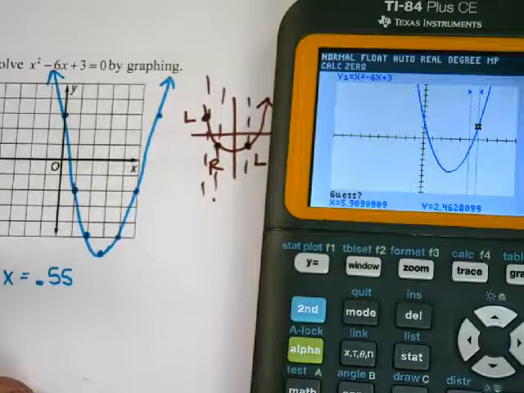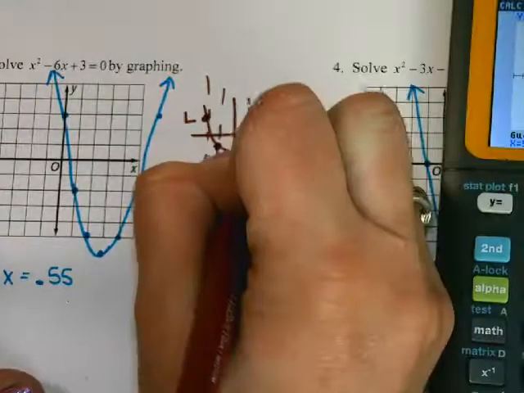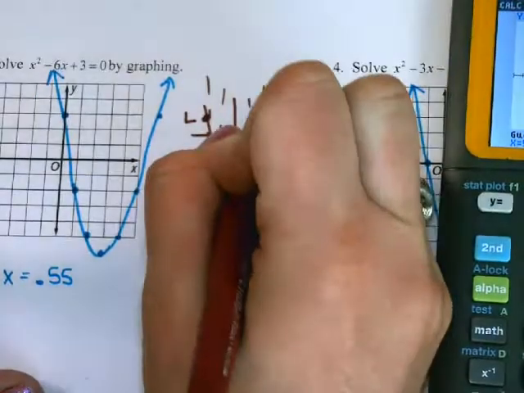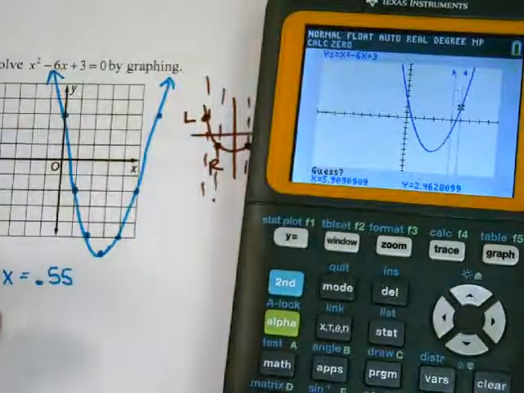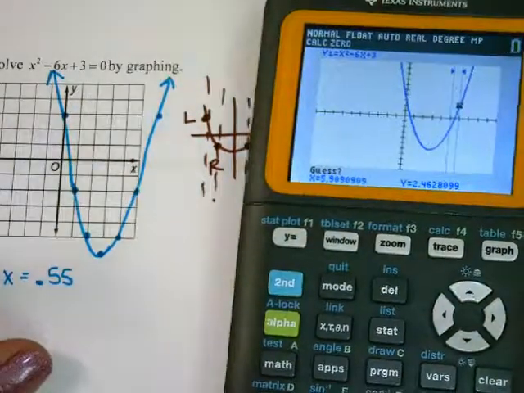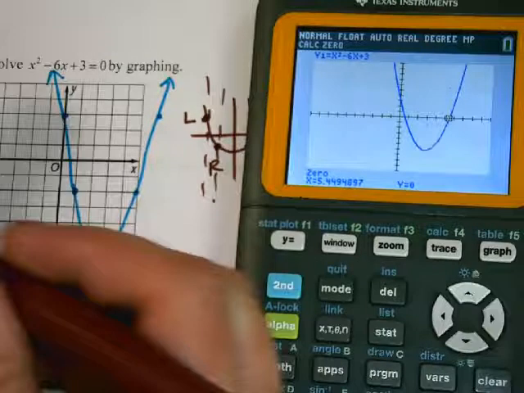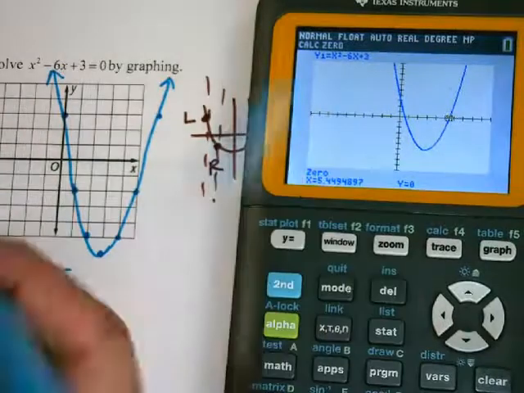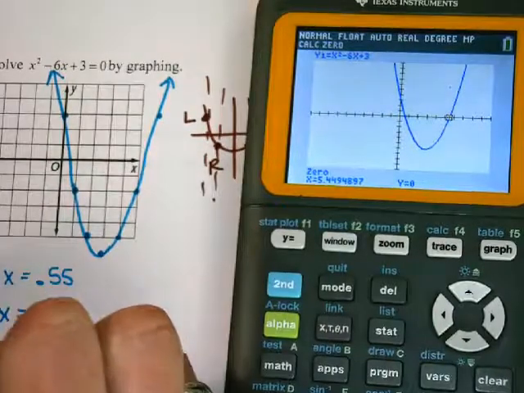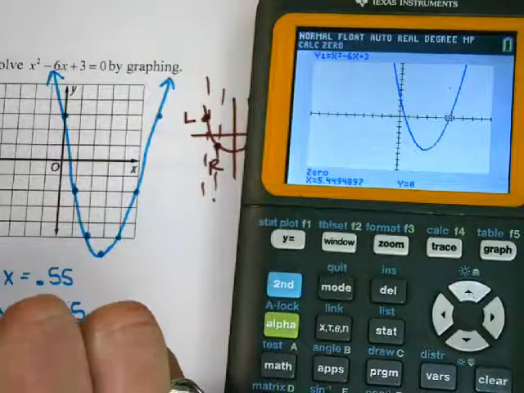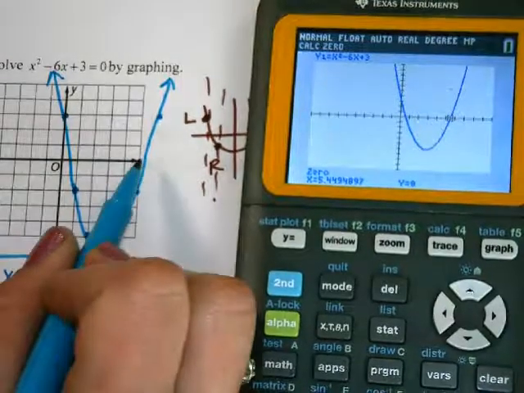And I'm going to say somewhere in between those two vertical lines, it crosses the x-axis. So my right bound has to be above. And yes, please, calculator, guess for me. So to 2 decimal places, this guy also crosses at x equals 5.45. Which is good because we knew it was somewhere between 5 and 6.